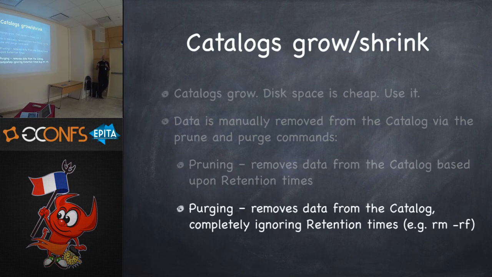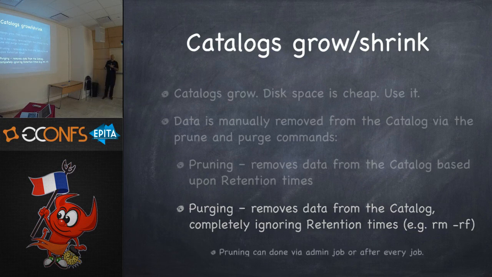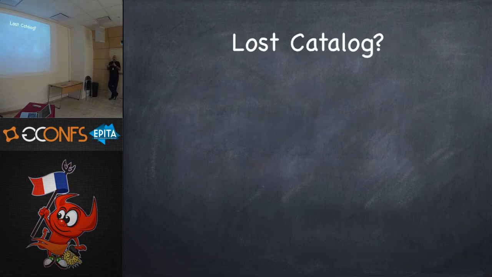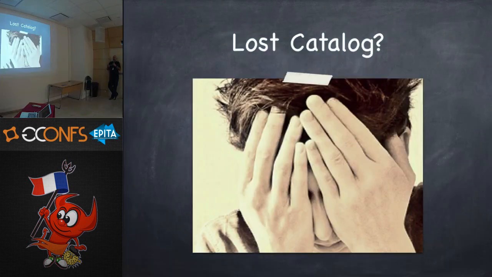But keep in mind, it's only getting rid of stuff in the catalog. You can also purge manually, which removes stuff from the catalog irrespective of retention. You're just saying, delete it. I don't care how long it was supposed to be in there, just delete it. Whereas pruning follows retention rules. You can do pruning manually or automatically. I do it automatically.